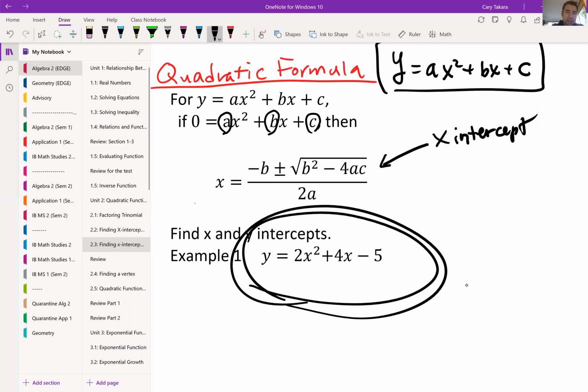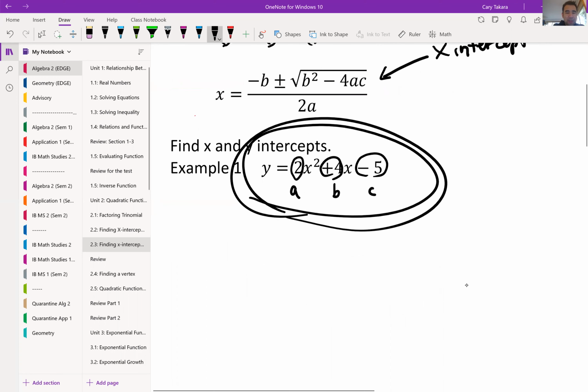Coefficient. That's the word. Coefficient is a number in front of the variables. So A in this case is a 2. B is this 4, or I should say positive 4. And then C, in this case, is negative 5. And all you need to do is plug in. Okay? So let's find the x-intercept. And how do you find the x-intercept?